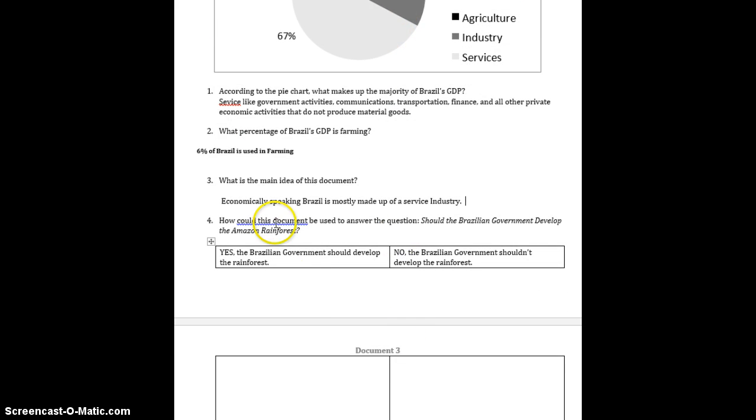So if we keep that in mind as we try to answer this last question, how could this document be used to answer, should the Brazilian government develop the rainforest? I believe that we see that most of it fits into this no category. No, Brazil should not develop the rainforest because it does not have a significant impact on the economy. Now, I want you to remember, this fits in our economic factors. I'm going to put that up here right now, so that as we break this down into different paragraphs, we know this is going to fit in our economic paragraph.